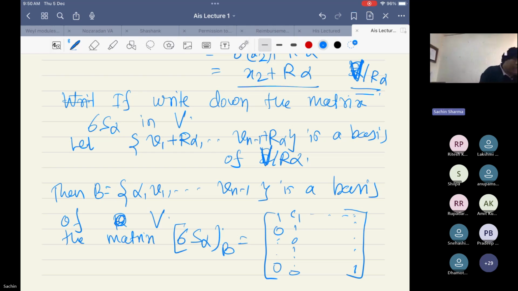So far, any questions related to it? So this is basic linear algebra. I am giving every possible detail to you.